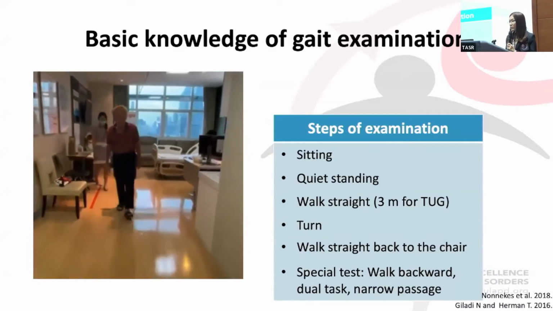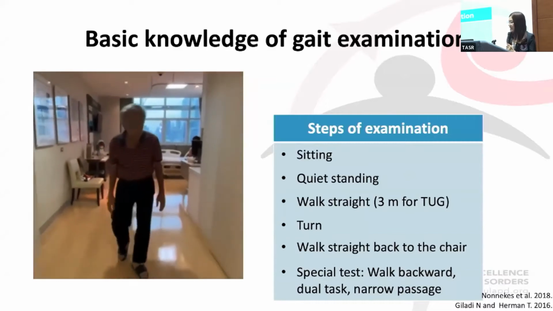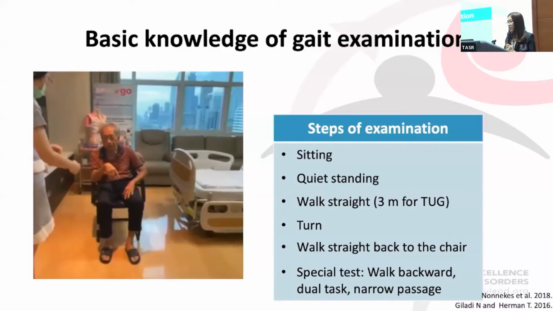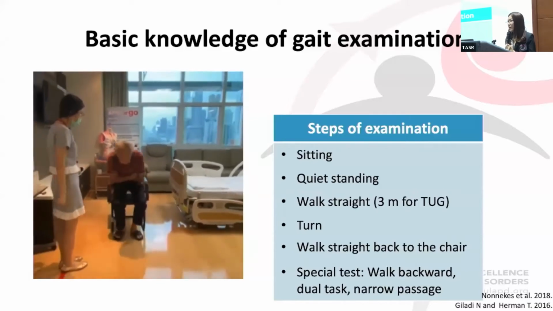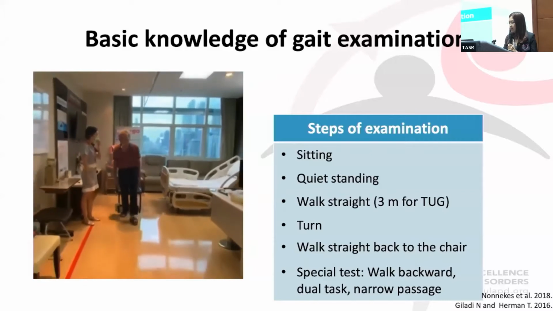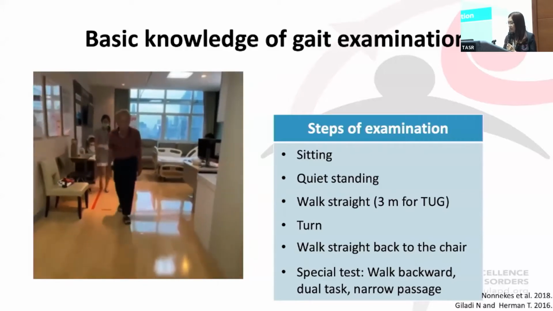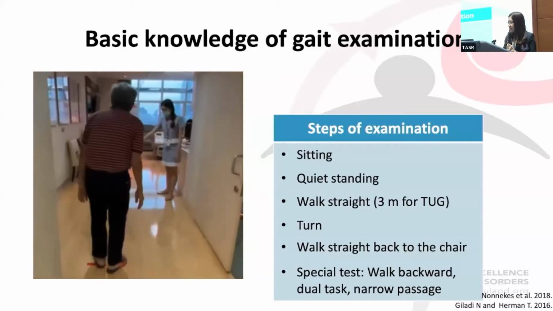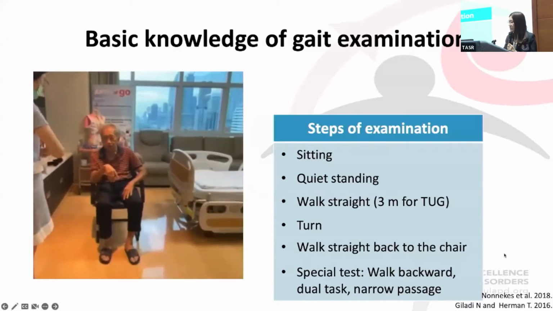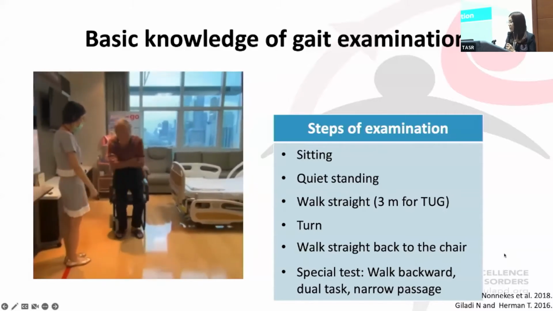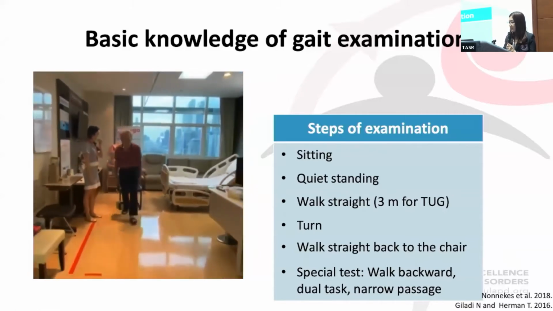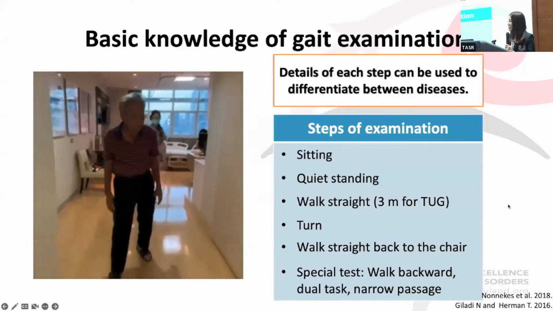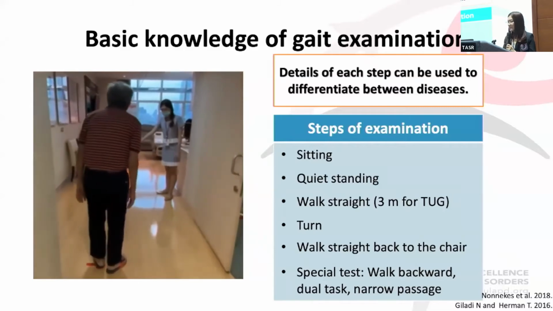What is the timed up and go test I mentioned? The timed up and go test is, as its name suggests, the standard time in which a patient stands up and walks. So we measure this as an objective gait measurement. It's a representative for gait measurement. You can also advise the patients to perform special tests if needed, including walking backward, doing tasks like counting the numbers while walking, or walking through a narrow passage. I have to emphasize that details of each step can be used to differentiate between diseases and gait disorders.